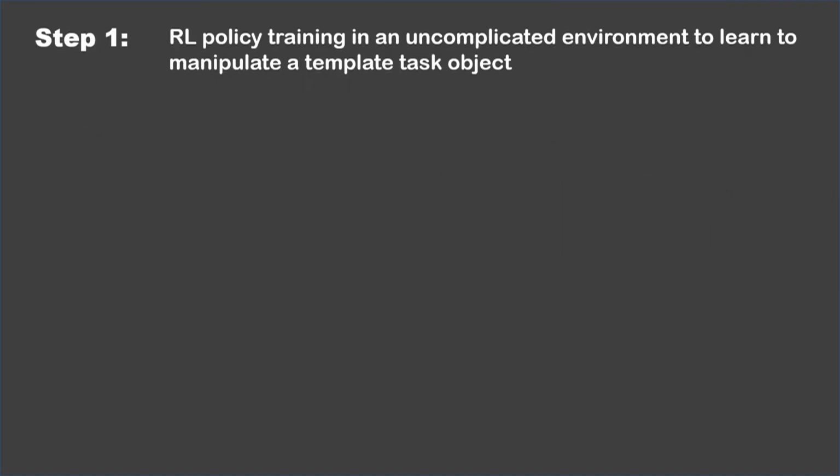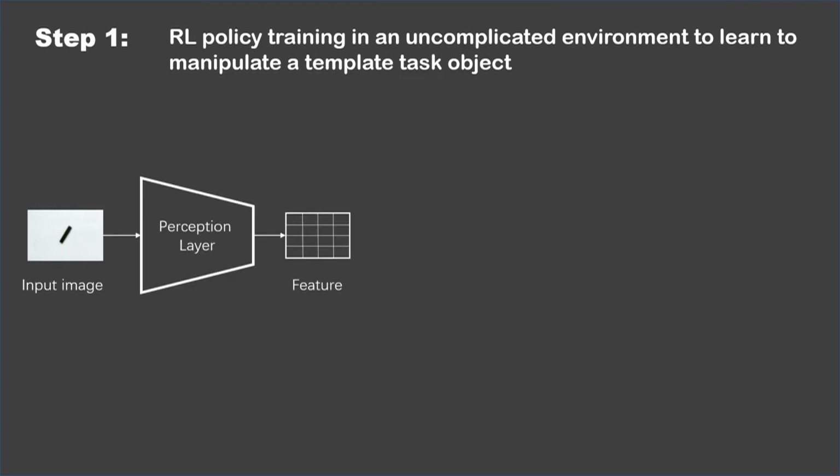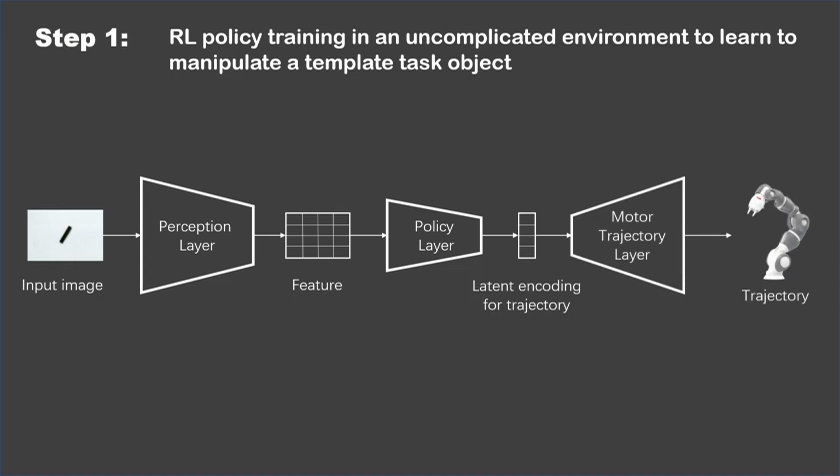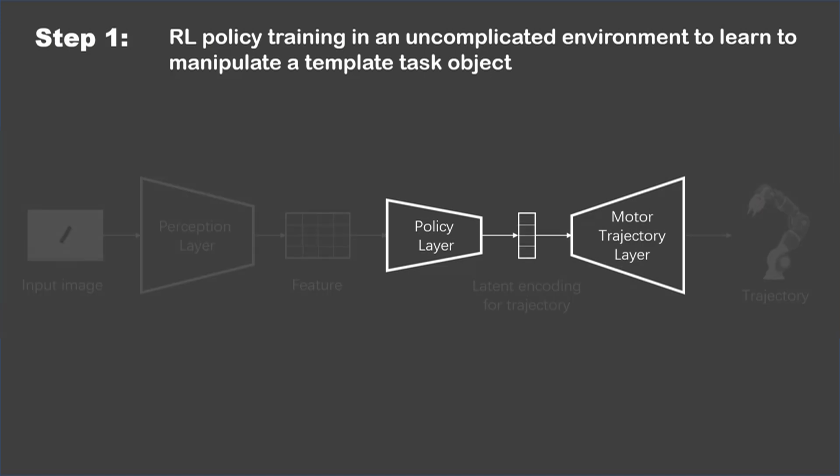In step 1, the sensor image will be first passed to a perception layer to extract features. Then, the extracted feature is sent to a policy layer to generate a low-dimensional latent encoding. And finally, the latent encoding is processed by a motor trajectory layer to generate a full trajectory. The motor trajectory layer is a generative model which maps a latent variable input to a trajectory of motor actions, which means the sequential decision-making problem is converted into a multi-arm bandit problem without temporal complexities.